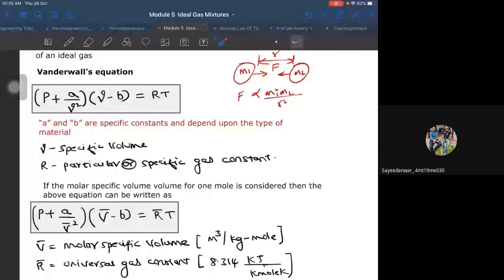Syed Anwar. So give me the equation in terms of the molar specific volume, Van der Waals equation. P plus a by v square into v minus b equal. Be careful, it is v bar, not v. v bar is the molar specific volume, into v bar minus b equal to R bar T.